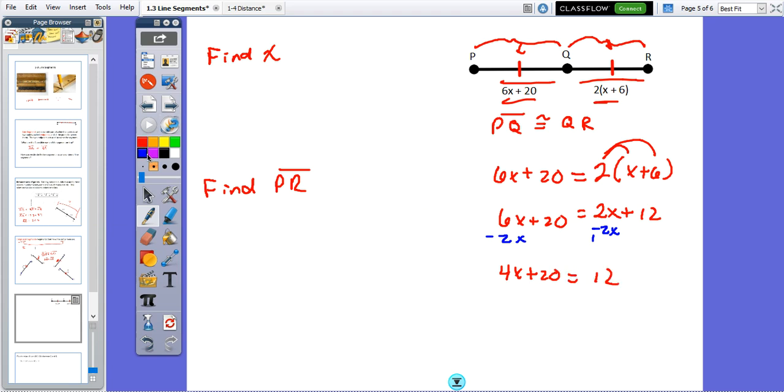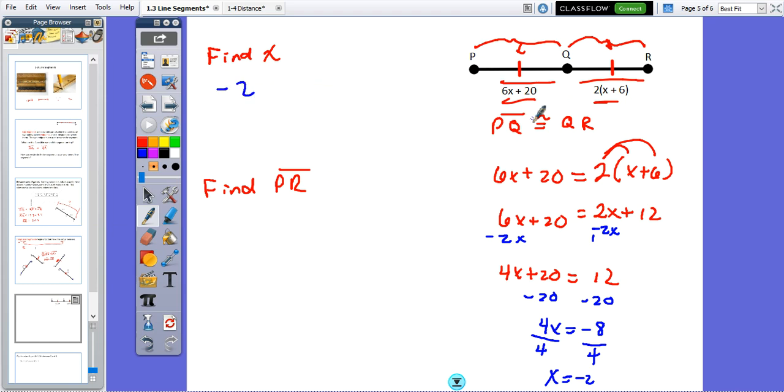Now, again, we gotta get the value of x by itself. We got all the x's together. Good. Now I gotta get rid of all the numbers. So we start with this 20. Minus 20, minus 20. We end up getting 4x equals a negative 8. And that's okay. And then we're going to divide by 4, because that's 4 times x. So we divide both sides by 4. We end up getting x equals negative 2. So our value of x is negative 2.